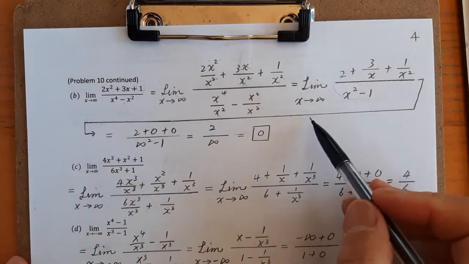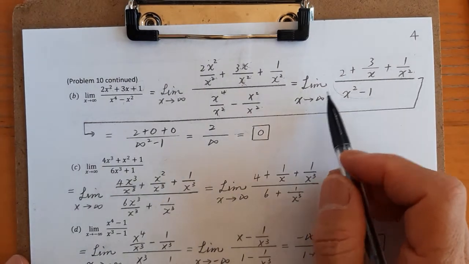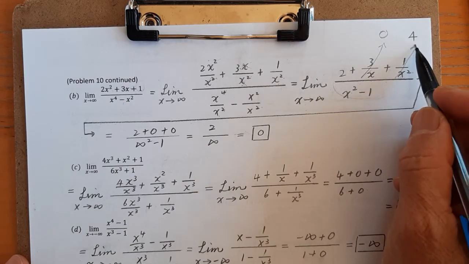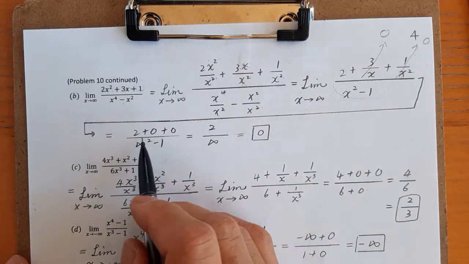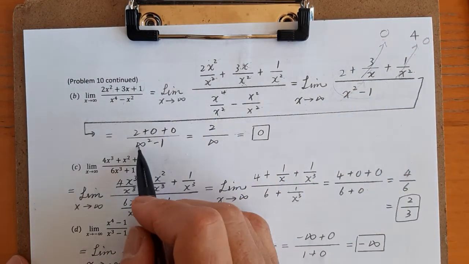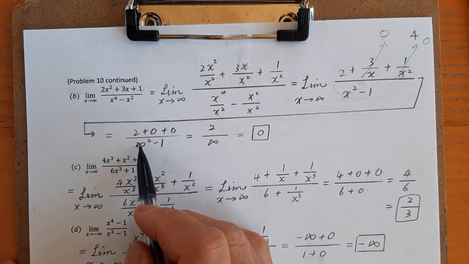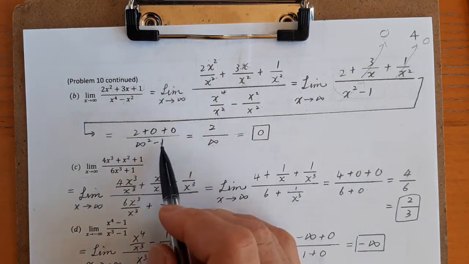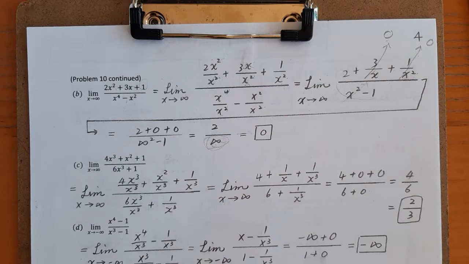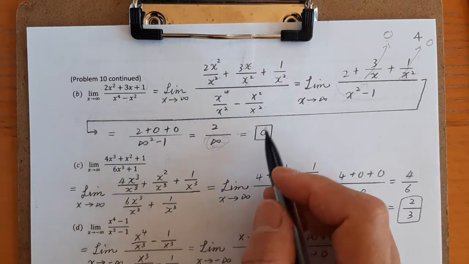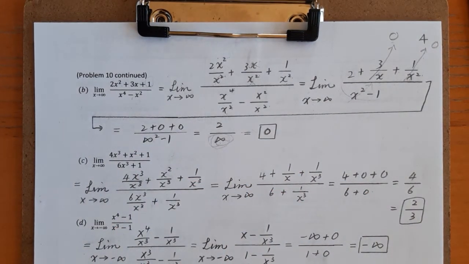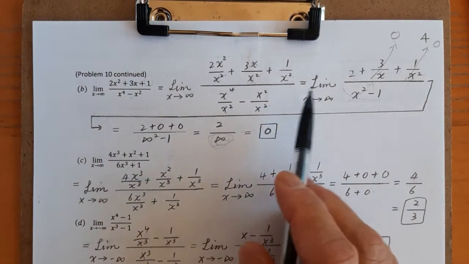Now, when x goes very, very large to infinity, 3 over something very large approaches 0, and 1 over something very large approaches 0. So this becomes 2 plus 0 plus 0. x squared is still infinite, minus 1 still infinite. 2 over infinite: the denominator becomes very, very big. 2 over a very, very large number becomes very, very small, approaching 0. So this limit is 0. So that's the reason.